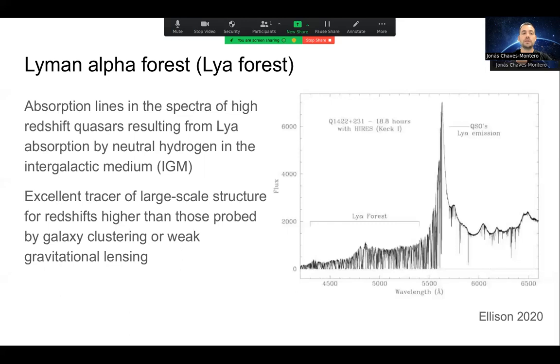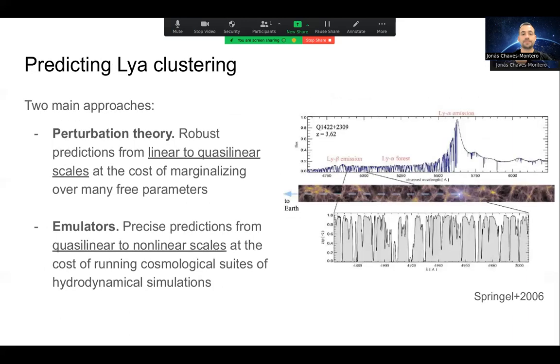The Lyman-α forest refers to absorption lines in the spectra of high-redshift quasars resulting from Lyman-α absorption by neutral hydrogen in the intergalactic medium. The main advantage of this observable is that it allows us to access higher redshifts than those probed by galaxy clustering or with gravitational lensing.